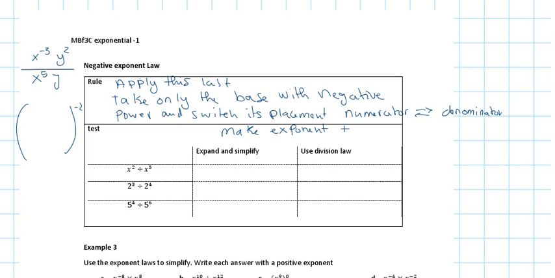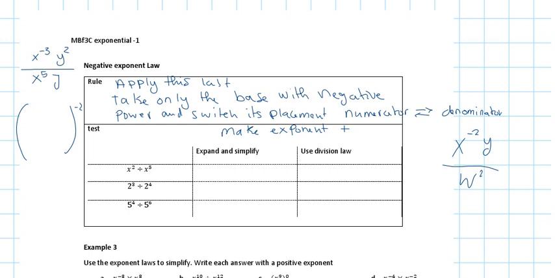So let me show you what I mean by this. Let's say I ended up with something that looks like this: x to the negative 2, y over w squared. Let's say I have this answer. Okay? This is my final answer. I have nothing else I can simplify.